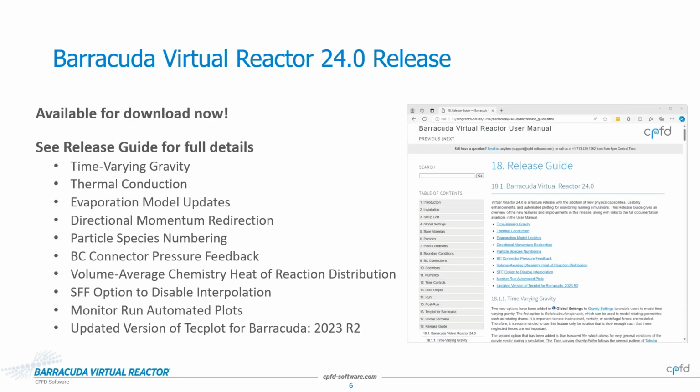Great. Thanks for the introduction, Rosemary. And thank you to everyone who's joining us for the webinar today. The development team here at CPFD is proud to release Barracuda version 24.0, which has a number of great new features. If you're a Barracuda user, you should have received our release email earlier this morning. If you didn't, please let us know and we'll add you to the email list for future release announcements. Version 24 is available for download on the CPFD support site now, so please log in and check it out. You can find more details about all the things we'll cover today in the release guide chapter of the user manual, along with links to the full documentation sections in the manual.